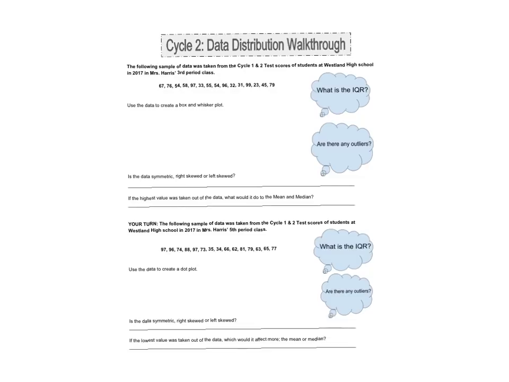This is a sample of data taken from Cycle 1, Cycle 2 test scores of students at Westland High School in 2017 in my third period class. These are just a sample of those test scores. With those test scores, I want you to create a box and whisker plot. We're going to do this part together.